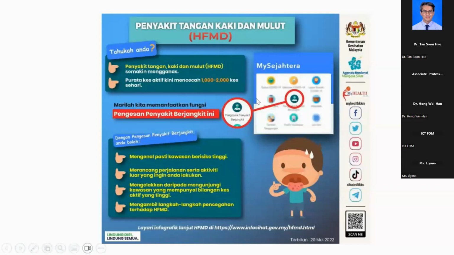So because it's a public serious disease, this is MySejahtera, the app that we always used during the COVID pandemic time. I'm not sure everyone still has this app on their handphone, but now it can also trace, or give you a lot of information about HMD as well. Basically, it will tell you, like COVID, how many reported cases for HMD there are in your area.